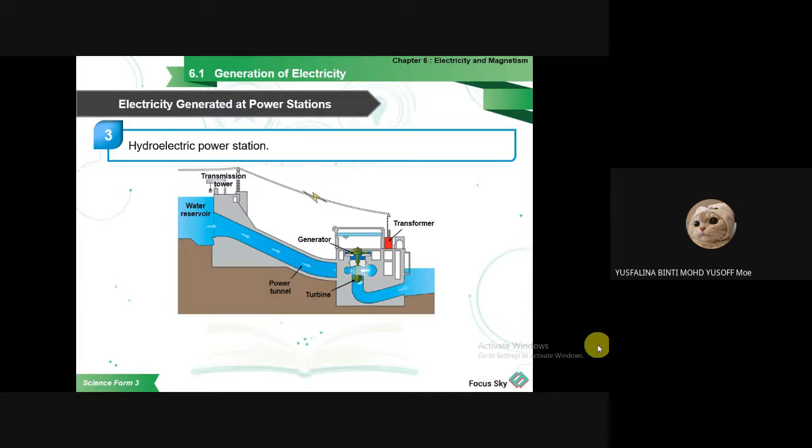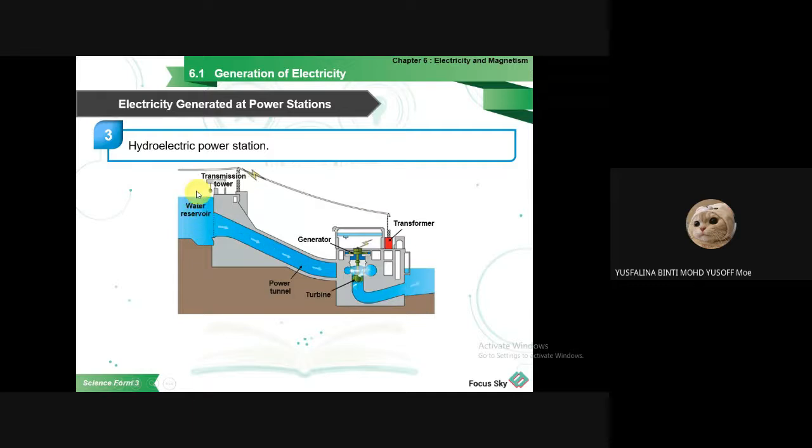Alright. So when the water comes down, it will change to kinetic energy. Let me explain first. The water comes down here, and inside here there is a turbine. The water will rotate the turbine, and then the turbine will rotate the generator. The generator will produce the electricity and transmit it to the transformer first. This one I already explained just now, to step up the voltage, to increase the voltage, and then it will be sent to the transmission power.